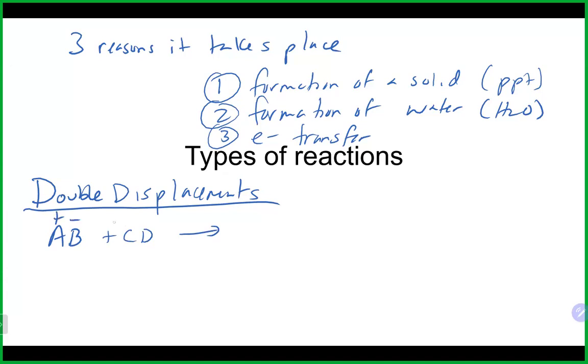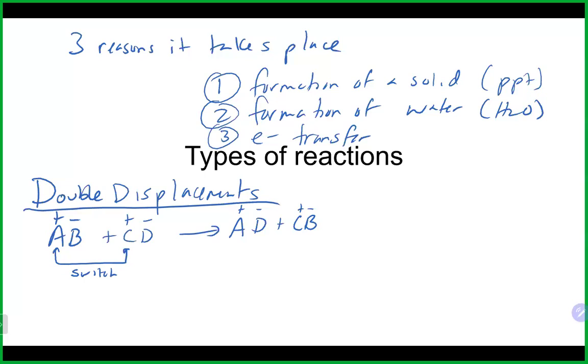It always is 2 ionic compounds. So you have a positive guy and a negative guy together, and a positive guy and a negative guy. And always when you have that combination, what ends up happening is these two guys switch partners and make new ionic compounds on the other side, A and D in this case, plus C and B in this case. And this is your classic double displacement reaction.